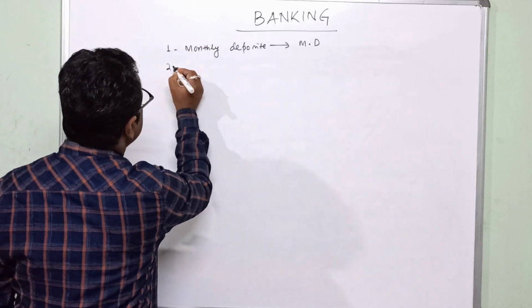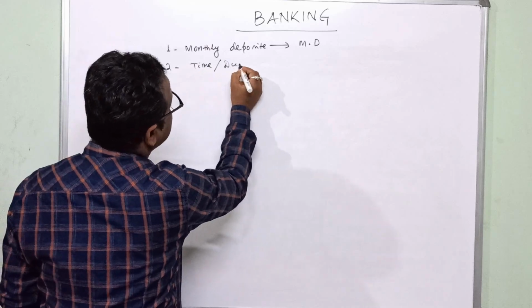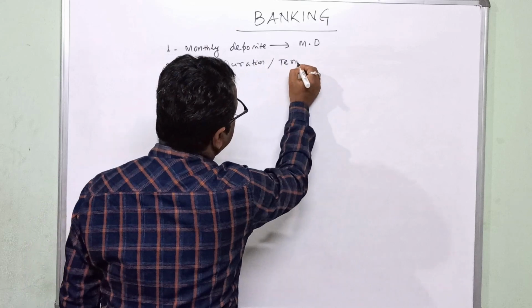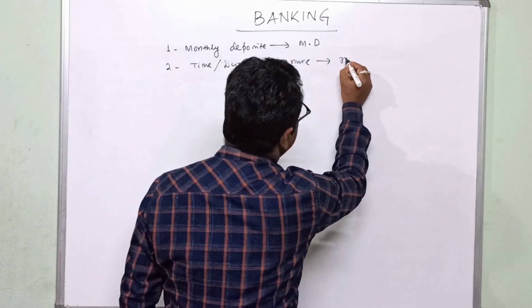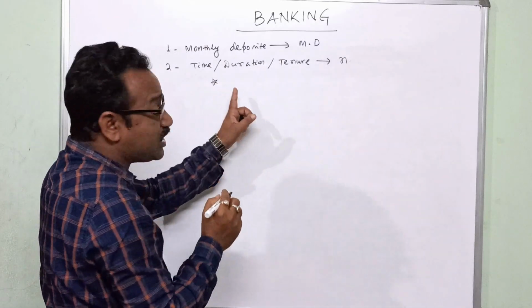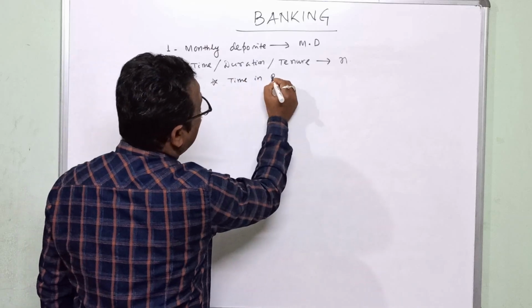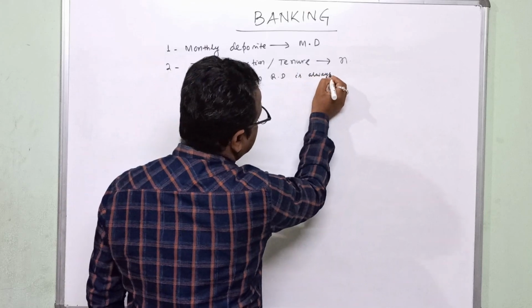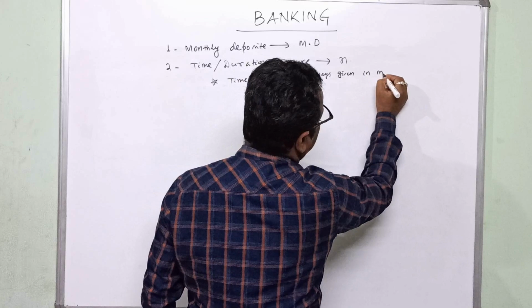Number 2 is your time, or we can say duration, or tenure. That is the time, we call it n. But I have given a star mark: very important thing, time in RD is always given in months.